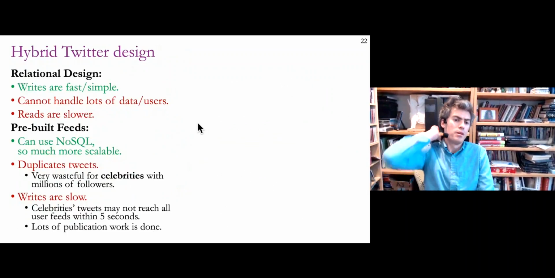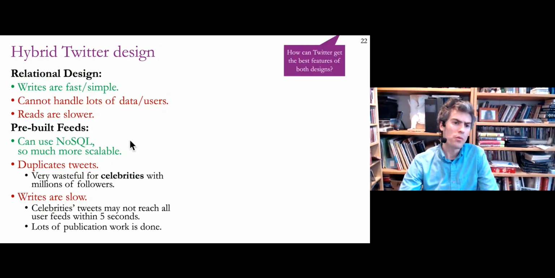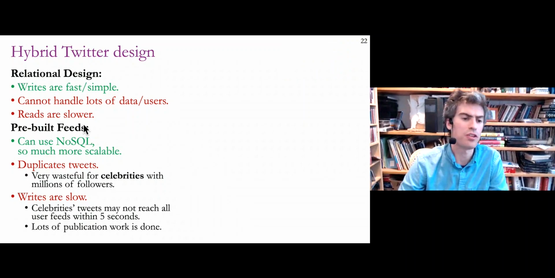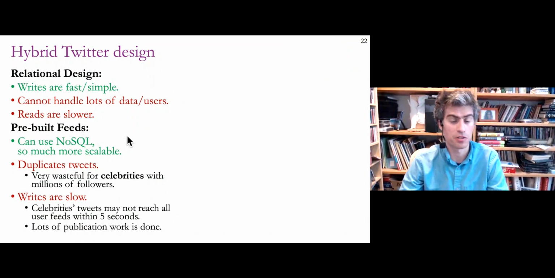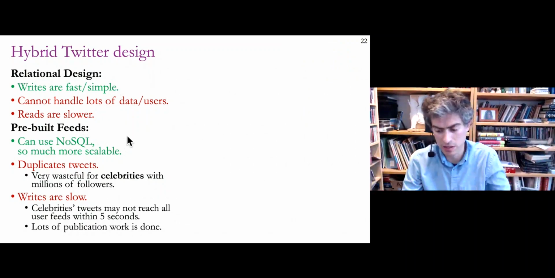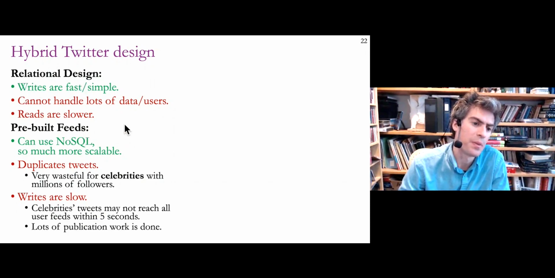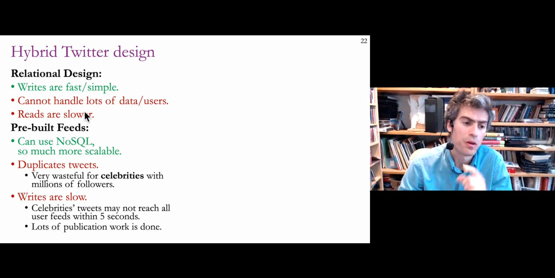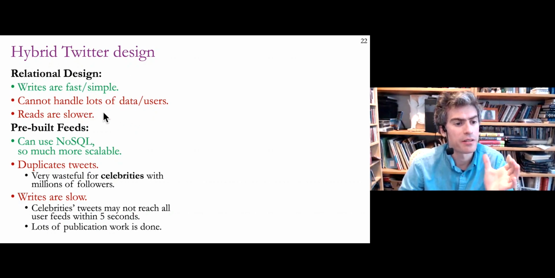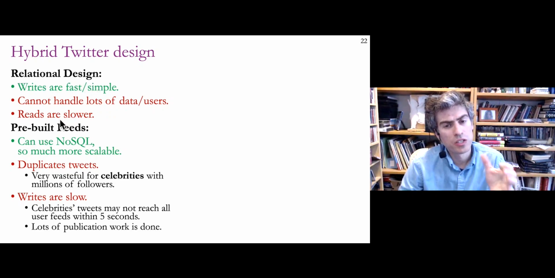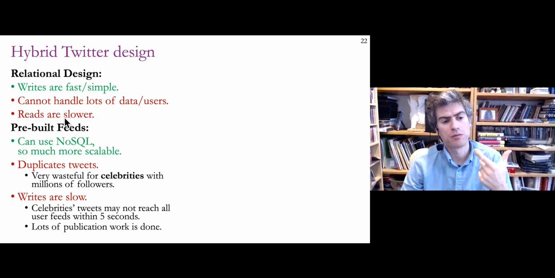All right, so we have two basic designs that we've talked about so far. So this is the new part. This is what you really need to pay attention to. We had the relational design where writes were simple and fast, but we could not handle a lot of data because we were using a relational centralized database. And also, reads were slow because we had to do joins.